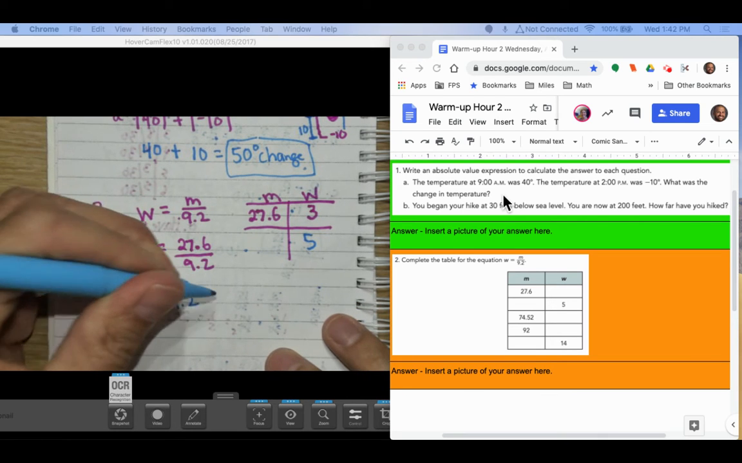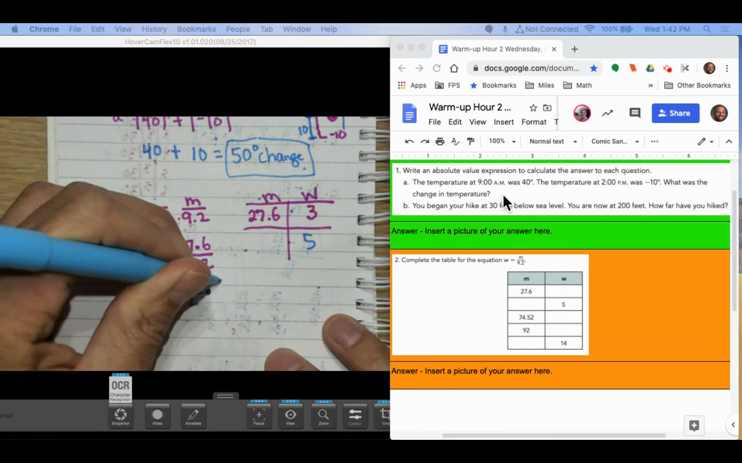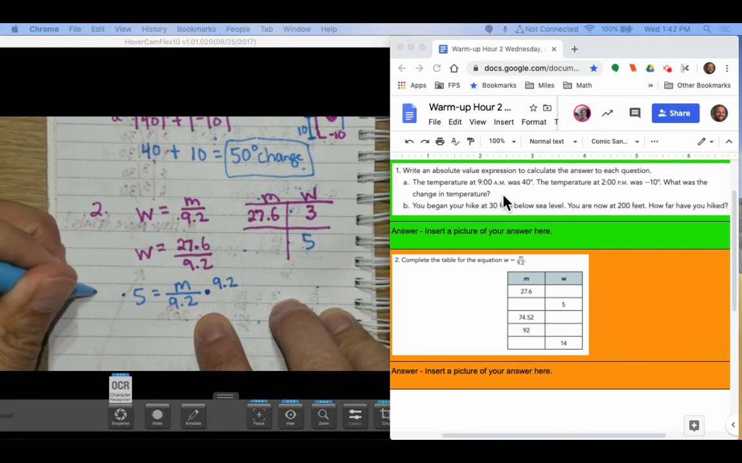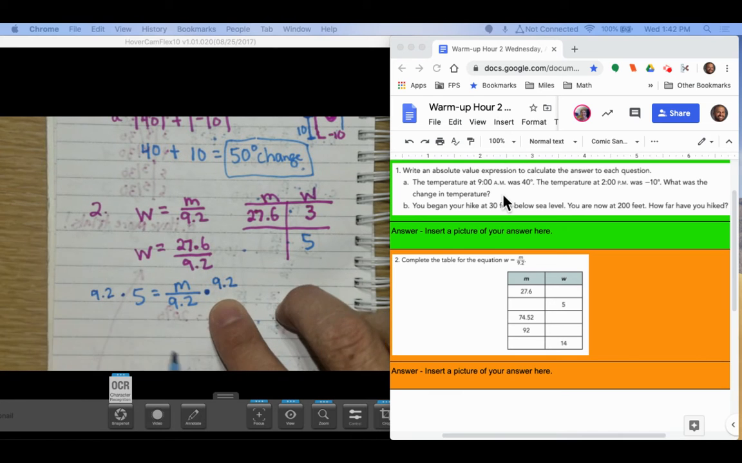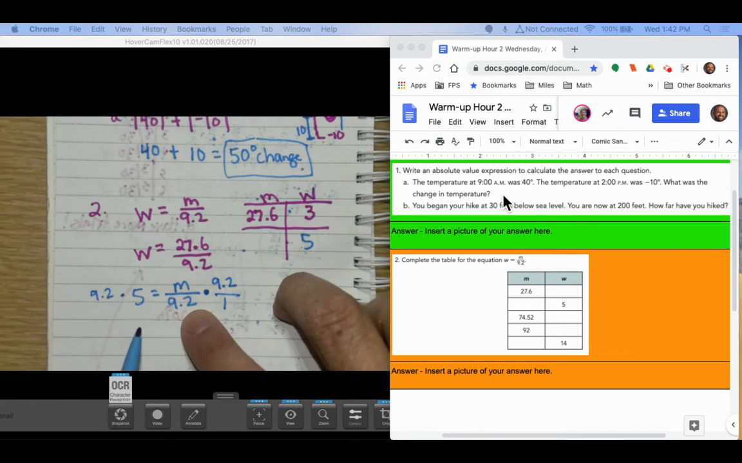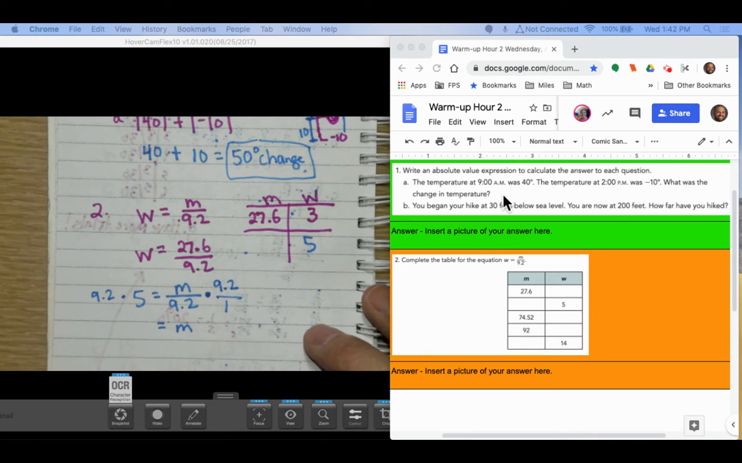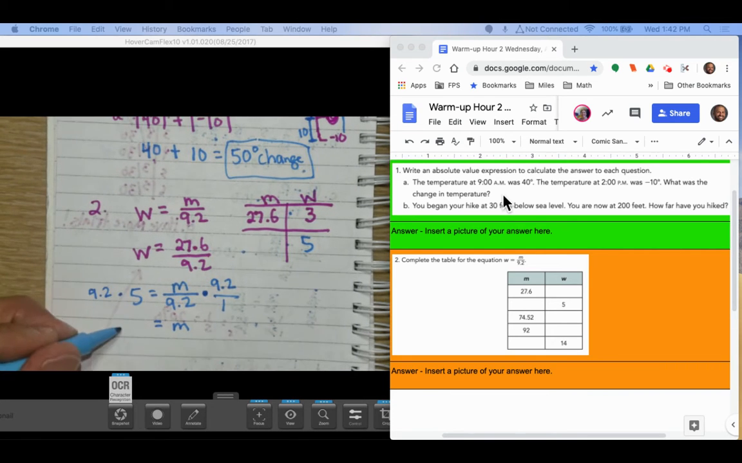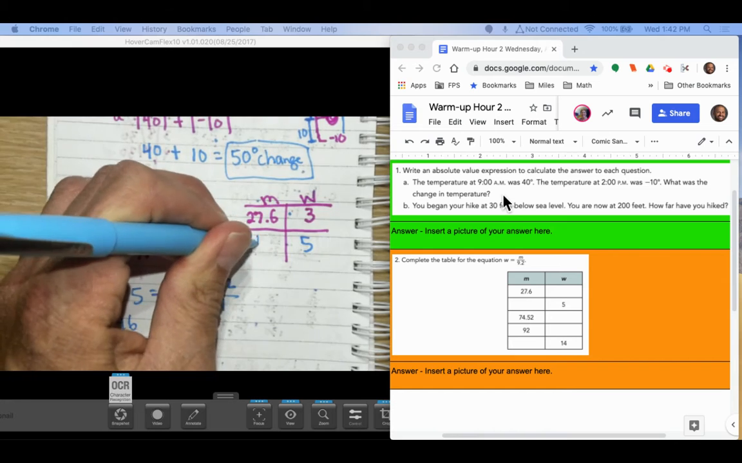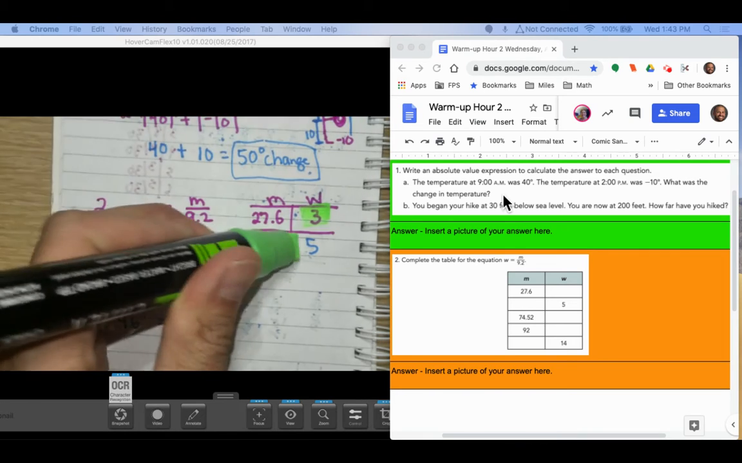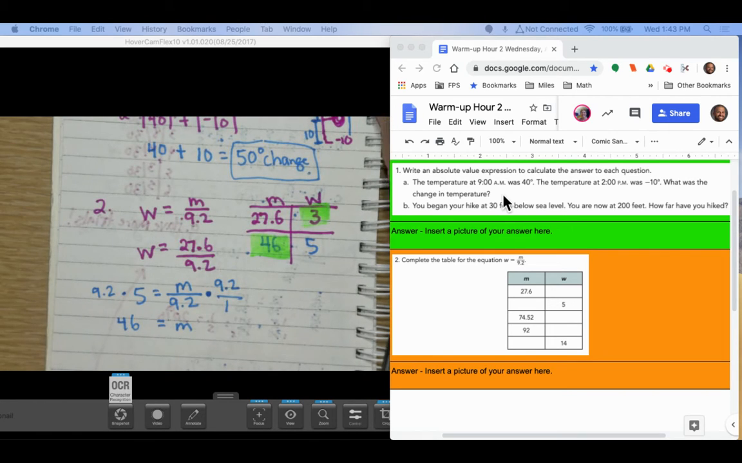The opposite of division, the inverse of division, is multiplication. So I'm going to multiply this by 9.2. And if I multiply that side by 9.2, I'm also going to multiply the other side by 9.2. Now we have 9.2 over 9.2, which is the same as 1, or just M on the right side. Then we have 9.2 times 5, which gives me my answer of 46. So 3 was my first answer, 46 was my second answer.